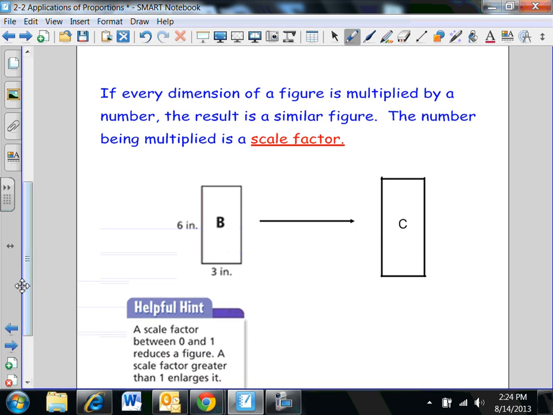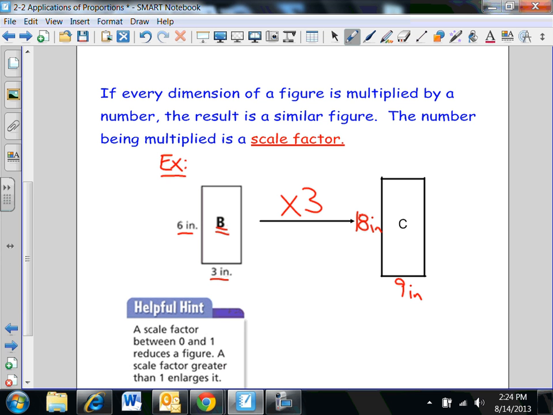Your next vocabulary word is called scale factor. And that's when we have a shape. Take, for example, shape B. It has one side that is 6 inches and the other side is 3 inches. And what we do is we multiply by a scale factor. So we multiply by, let's say, 3. If we multiply both sides by 3, we would have a side length of 18 inches here and 9 inches here.